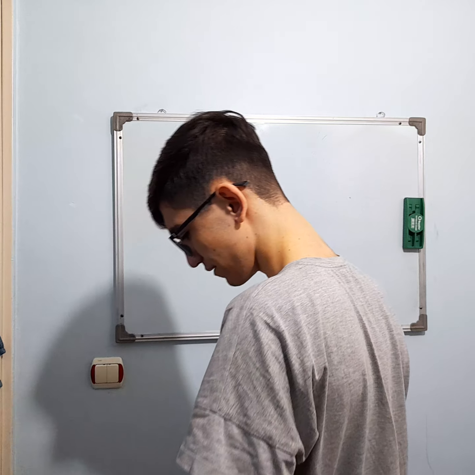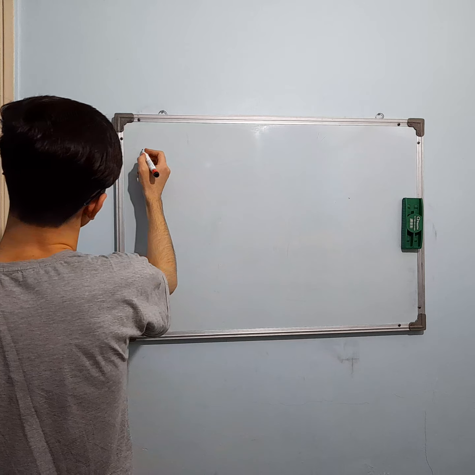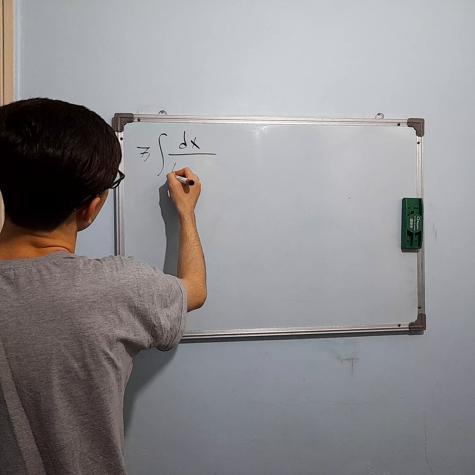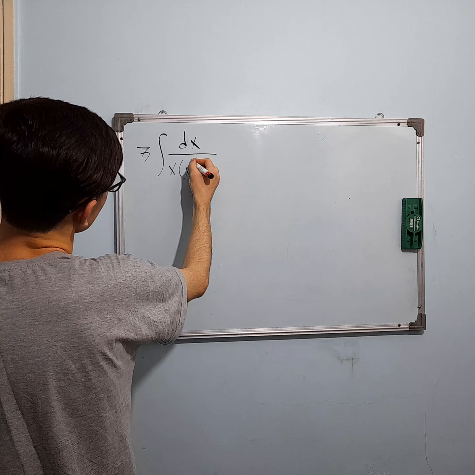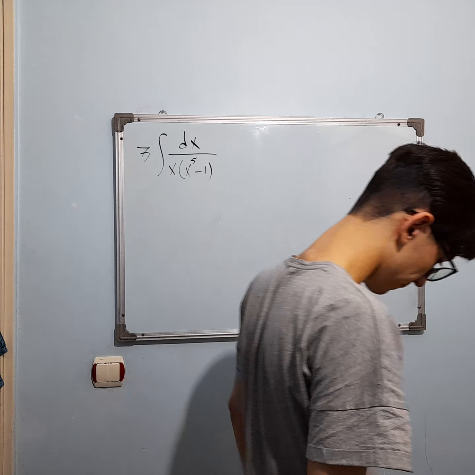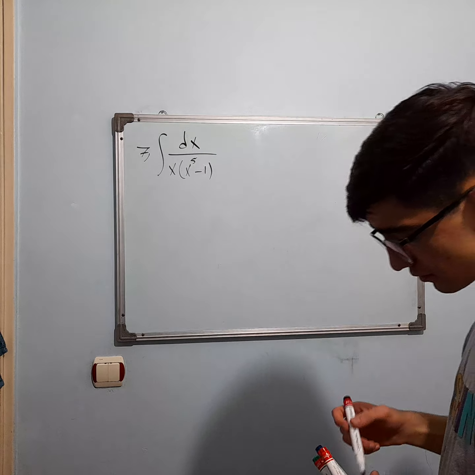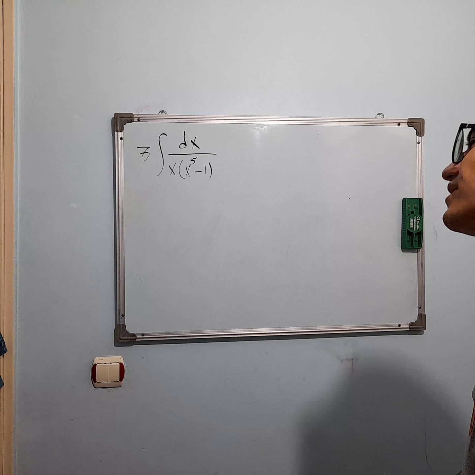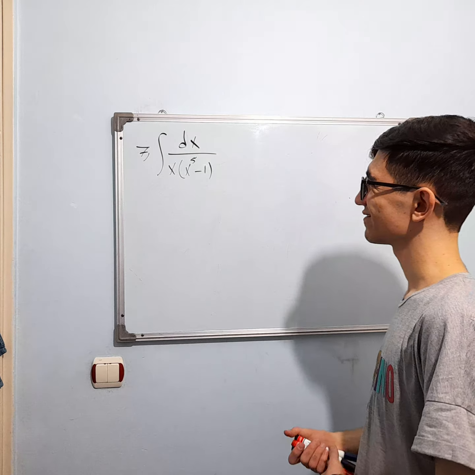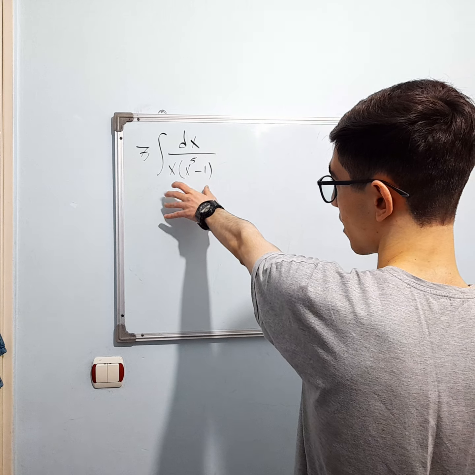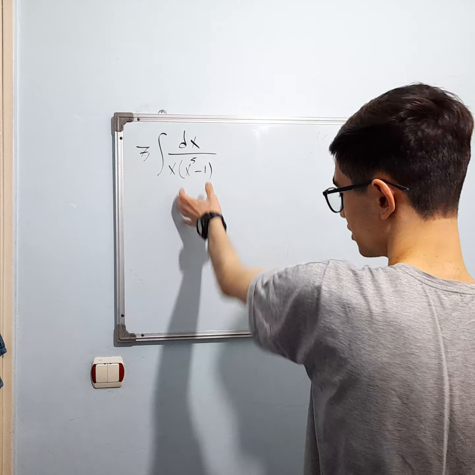Well, the 7th integral: dx over x times x to the 5th power minus 1. What I'm going to do here is an interesting idea. I'm going to factor x to the fifth power out of this fraction.